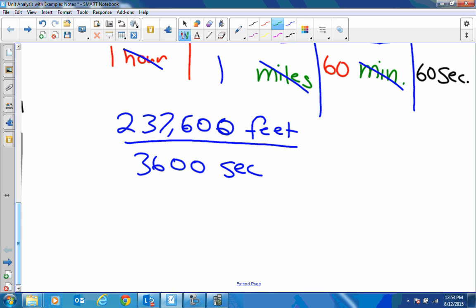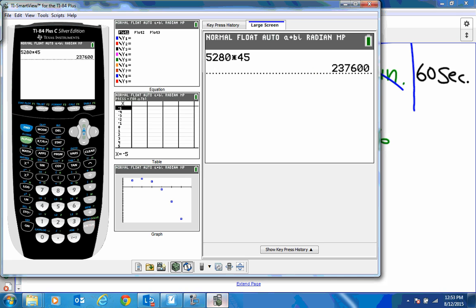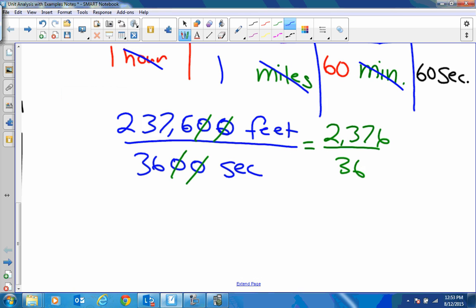Now we can simplify this, okay? We can just divide them. If you ever do division, you notice that these 2 zeros and those 2 zeros, you can make it simpler by crossing out those zeros. You don't have to do that, but it's just a quick way to do it. So now we have 2, 3, 7, 6 over 36. If we divide that, 2, 3, 7, 6 divided by 36, you end up with about 66 feet per second.